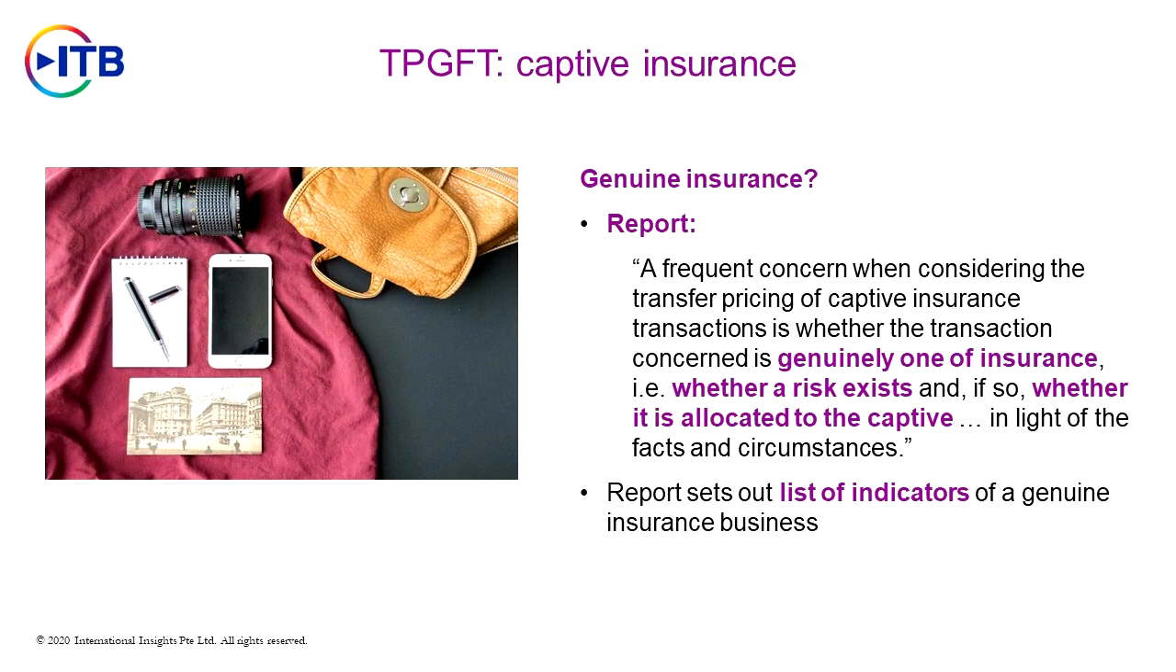A major transfer pricing issue with captive insurance is whether there is genuine insurance. The report says this: a frequent concern when considering the transfer pricing of captive insurance transactions is whether the transaction concerned is genuinely one of insurance. That is, whether a risk exists, and if so, whether it is allocated to the captive in light of the facts and circumstances. The report then sets out a list of indicators, all or substantially all of which would be found if the captive undertakes genuine insurance business.